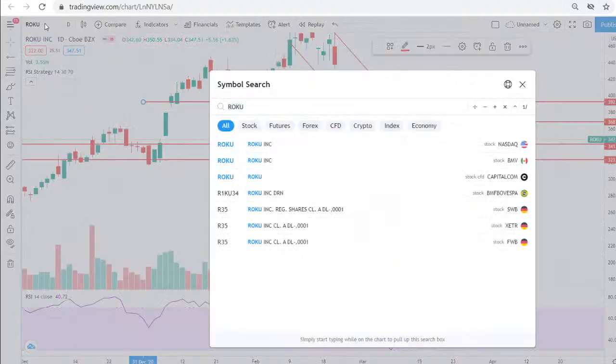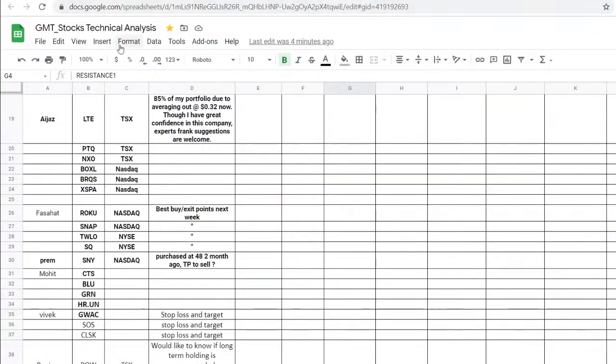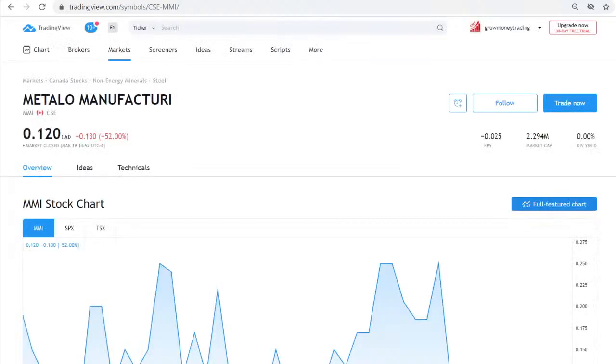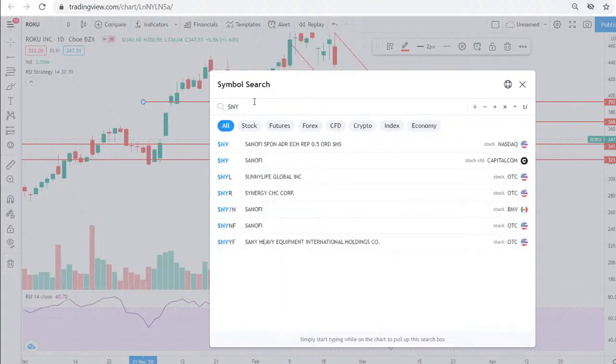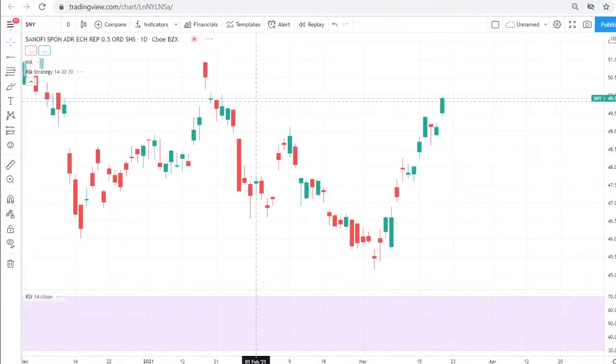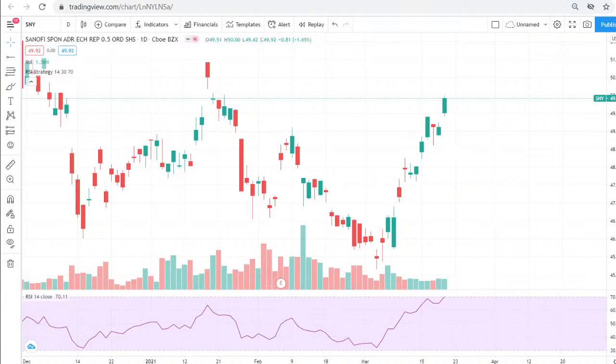What was the other one? CTS. Shall I go here in this sheet? CTS from SNY, CTS from Prem. SNY and then CTS. Yeah, purchased at 48. He's looking for a target price. So his buy price is 48. He's looking for the target price. Okay, 48. Fine. Let's see. Okay, very nice.